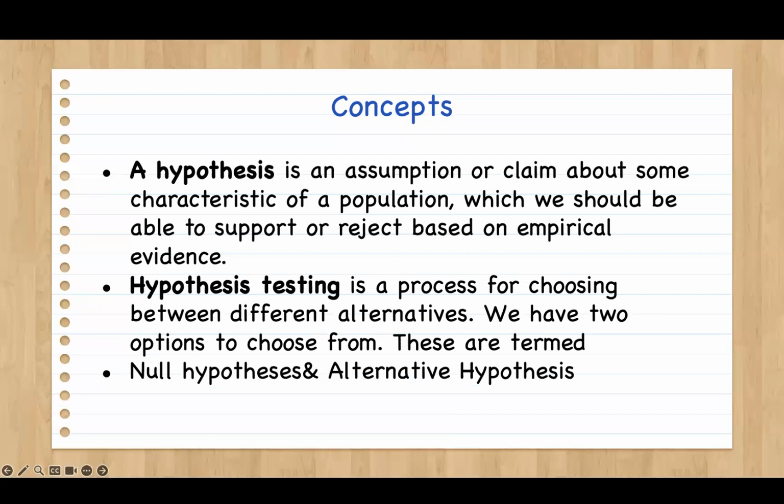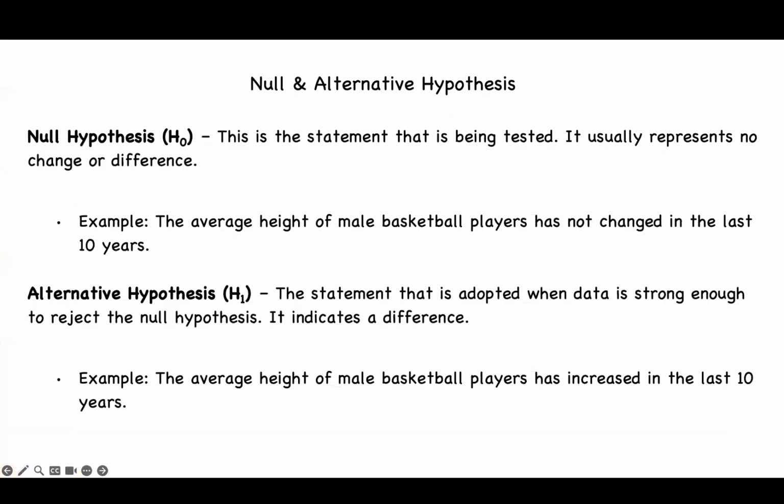Hypothesis testing is a process for choosing between different alternatives. We have two options to choose from. Remember, these are termed the null hypothesis and the alternative hypothesis. The null hypothesis is the statement that is being tested. It is presumed to be correct unless there is strong evidence against it, usually representing no change or no difference, symbolized as H0. For example, the average height of male basketball players has not changed in the last 10 years.